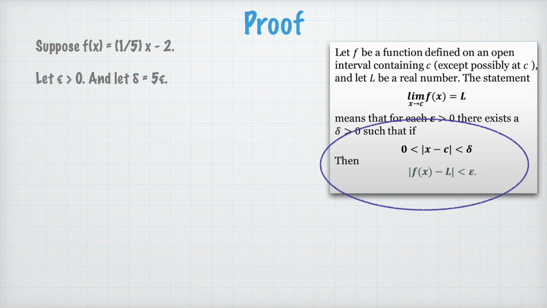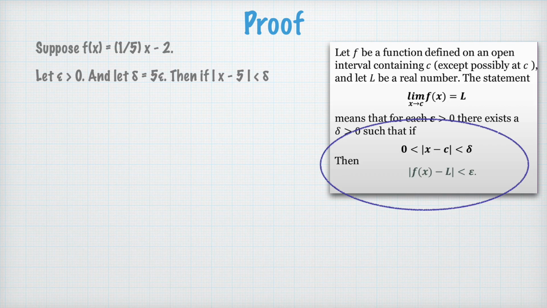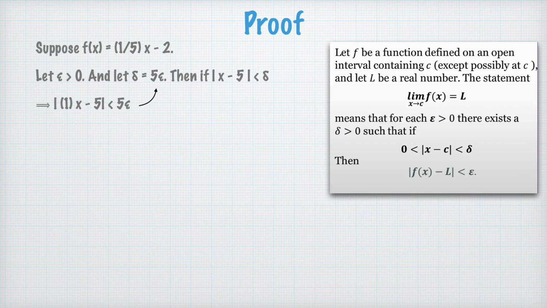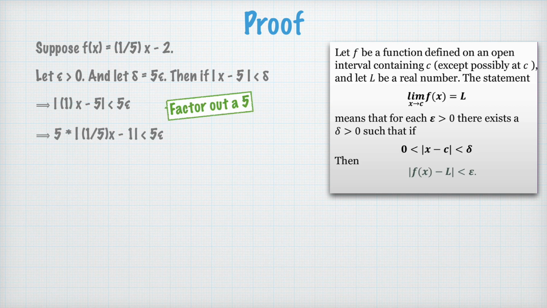So we'll say, then, if the absolute value of x minus 5 is less than delta, and then we do some algebra again. Just putting in a 1 for clarity, and we're replacing delta with what we said delta equals, which is 5 epsilon. Now we're going to factor out a 5. If this confuses you, just go ahead and multiply the 5 back in and you'll see that it works. Now we can divide by 5 on both sides.